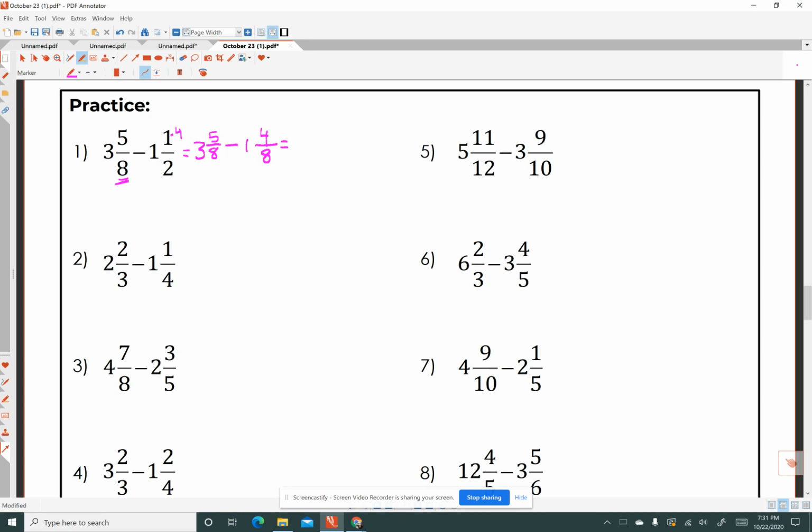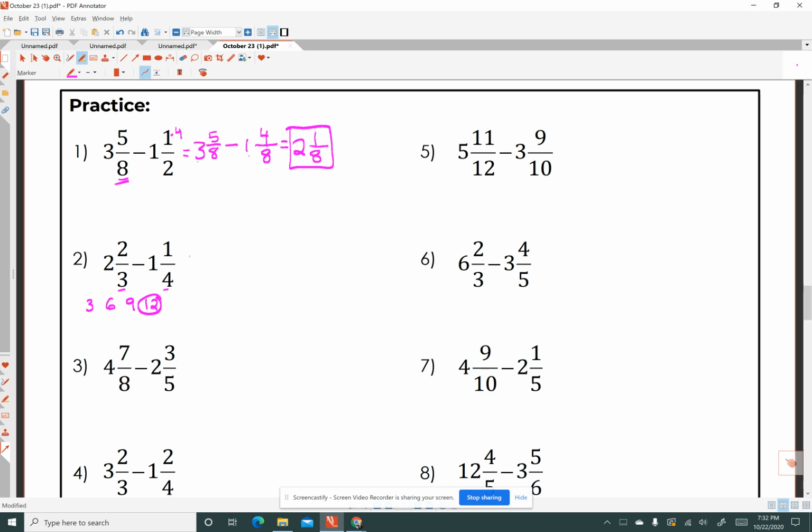So we're all ready to subtract. 3 minus 1 is 2. We have a denominator of eighths. 5 minus 4 is 1. 2 and 1/8. Let's do the next one. We need a multiple of 3 and 4. So multiples of 3 are 3, 6, 9, 12. Well, 12 we know is also a multiple of 4. So we can work with the 12ths.